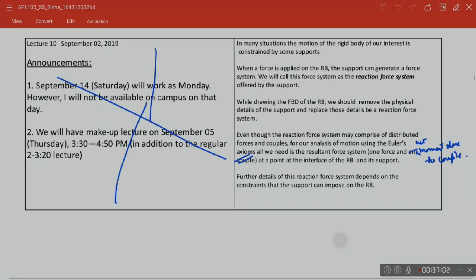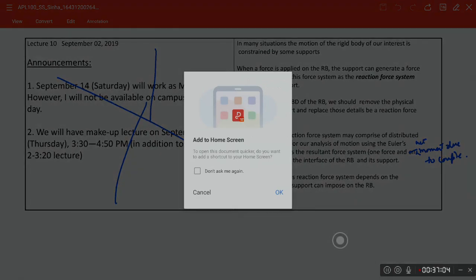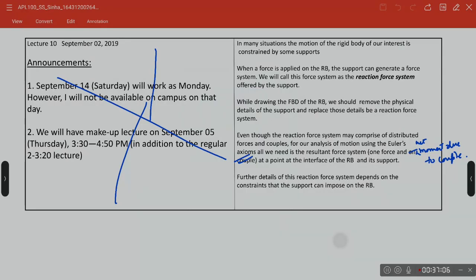This part you please ignore. This is not relevant today. Please ignore all this.